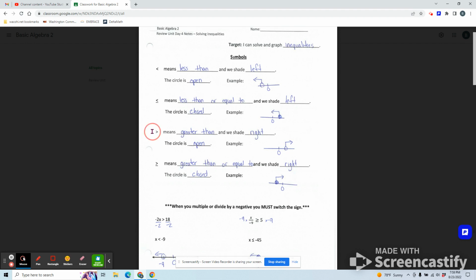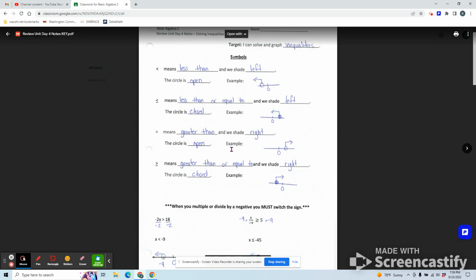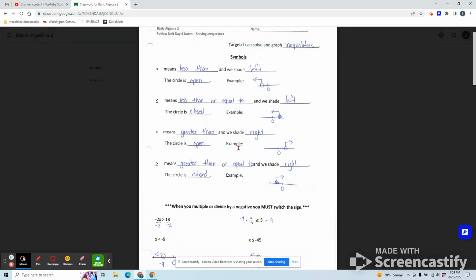Now we switch going the other way. So this symbol means greater than, and we shade to the right. The circle is open. So here's our example. Open circle, meaning I do not include that number as a solution. That's just where I start, and it's everything, in this case, everything that is greater than that number.